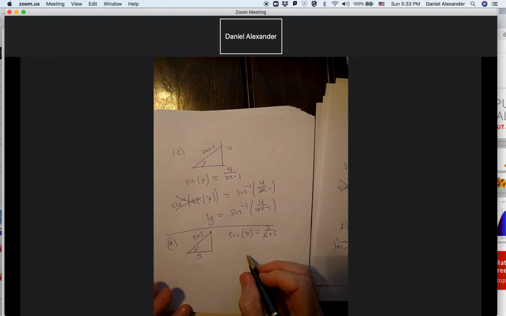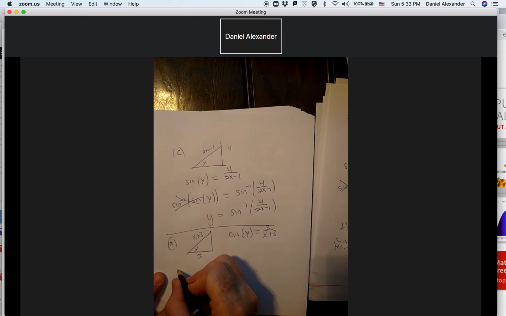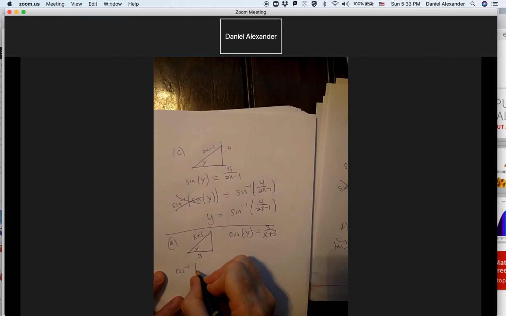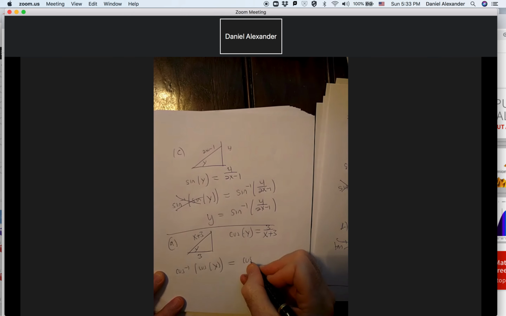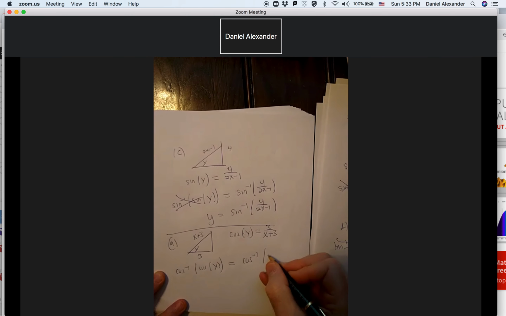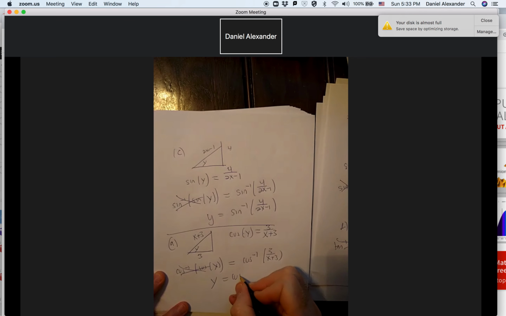Okay. And then what I need to do here is I need to hit both sides with the cosine inverse. That'll cancel out the cosine on the one side. Those cancel, and I'm going to get y equals cosine inverse 3 over x plus 3.